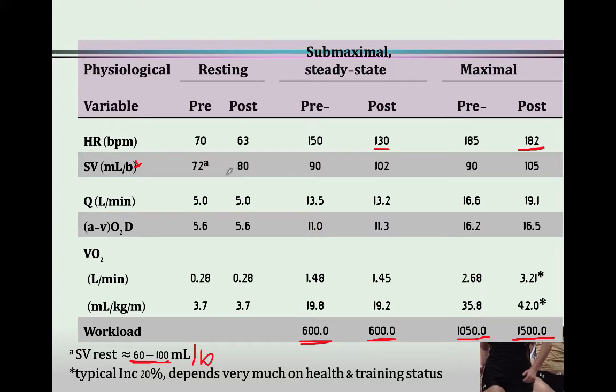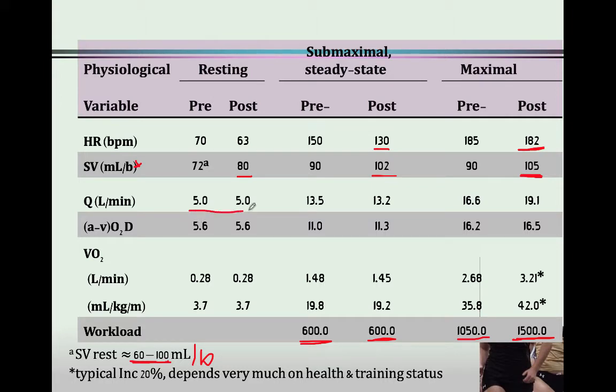And you can see that it increases at rest. It increases during submaximal exercise, and it even increases for maximal exercise. And so now it's higher than it was. And this person is not a great endurance athlete because that's a nice increase in stroke volume. But endurance athletes will have stroke volumes in excess of 120 milliliters per beat. So it can get way up here.